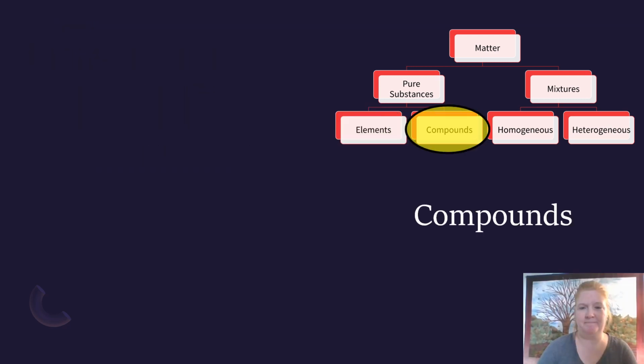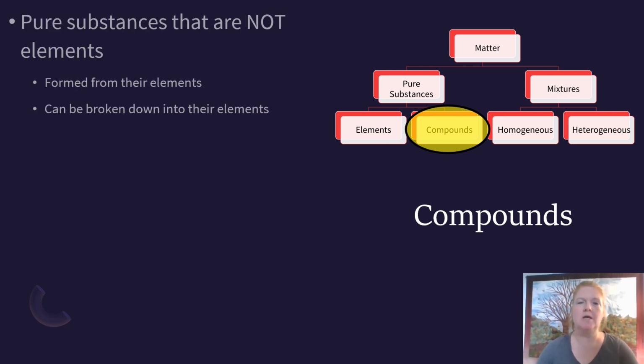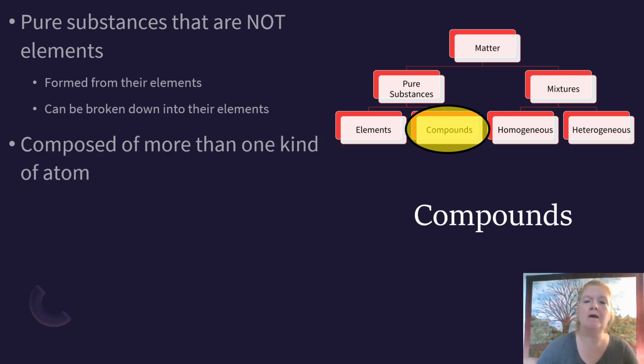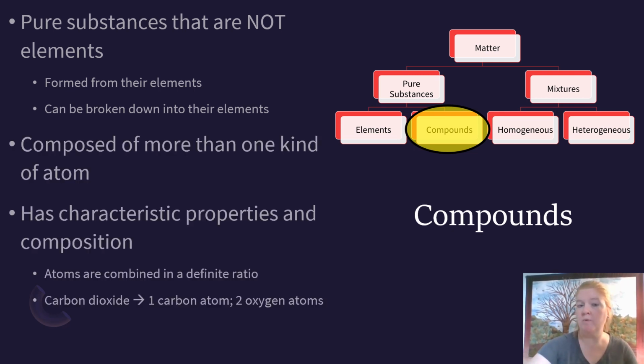Okay, now we move on to compounds, the other pure substance. So compounds are pure substances that are not elements, but they are formed from their elements, and they can be broken down into their elements. So elements, we can't break them down. Compounds, we can. Compounds are composed of more than one kind of atom, and they have characteristic properties and composition. So their atoms are combined in a definite ratio.